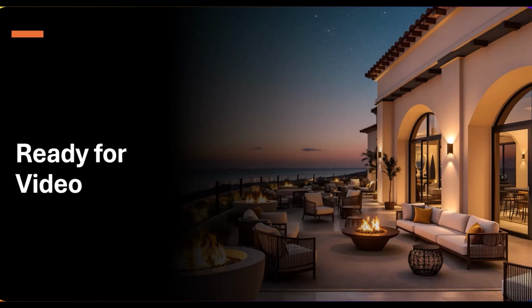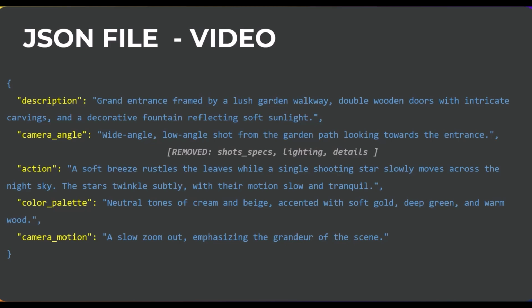Now we're ready for video, and this is the bonus. The bonus here is we've done this work. We have the prompts, we have the code, we have the API, we know how to do this. The only thing left to do is now generate the video from these images. The only thing we have to do then is come in here and say, take that same JSON file, remove the shot specs, remove lighting, remove the details, because all of that is in the image. We don't need the video model to get a prompt for that. And we just simply add in the action and the camera motion.